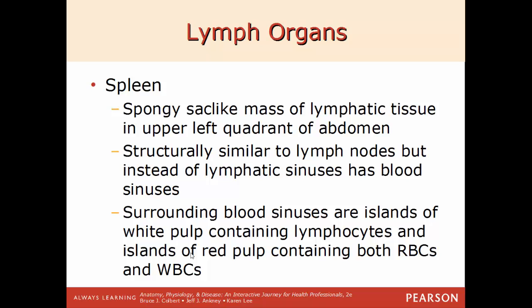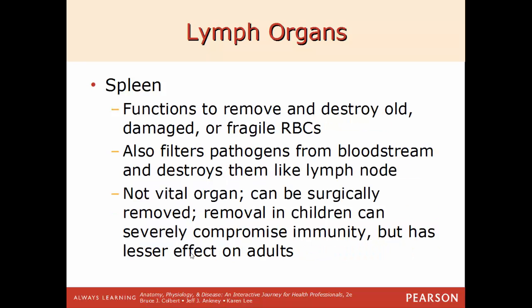Surrounding the blood sinuses are islands of white pulp containing lymphocytes, and islands of red pulp containing both red blood cells and white blood cells. So two different kinds of tissues found within the spleen, red and white pulp. Now, the functions of the spleen: to remove and destroy old or damaged or fragile red blood cells, and also to filter pathogens from the bloodstream and destroy them just like a lymph node would.